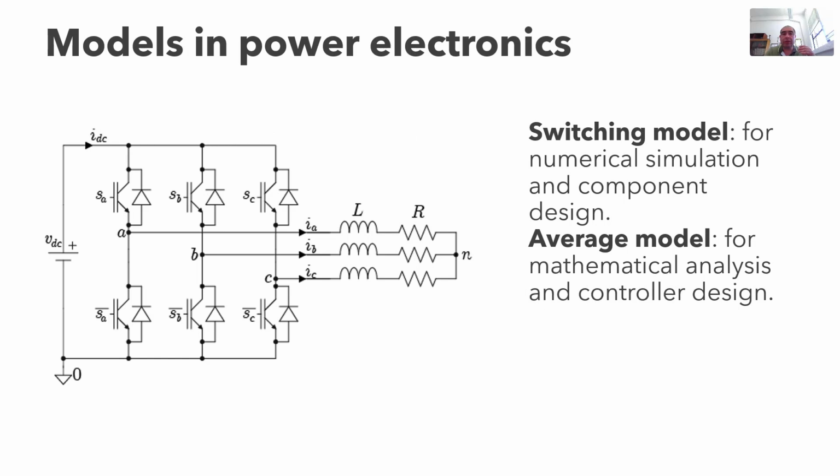There are several models in power electronics. We will focus only on two. The switching model, which considers the commutative behavior of devices and is useful for numerical simulation and component design. And also the average model, which is useful for mathematical analysis and control design, but it doesn't take into account the commutation of the devices.